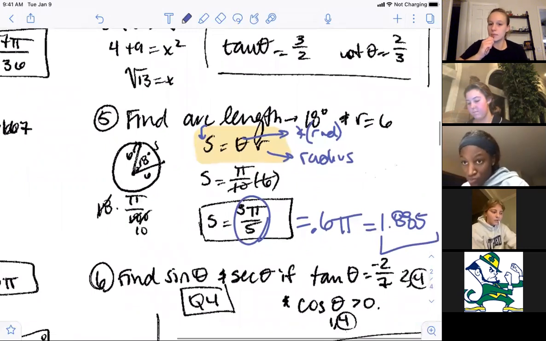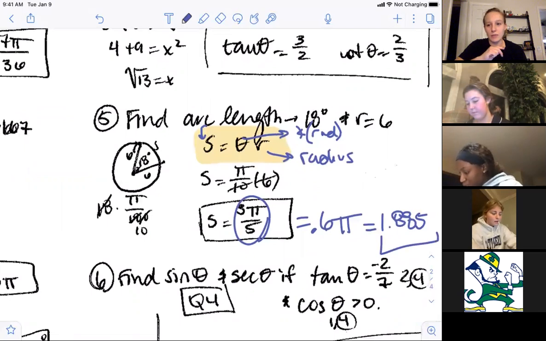Will you give us the formula or no? I will probably not give you the formula. It also is not worth that many points, but it's also not that hard to know. If it was a more intense one, I'd give it to you, but I think you should know this one.